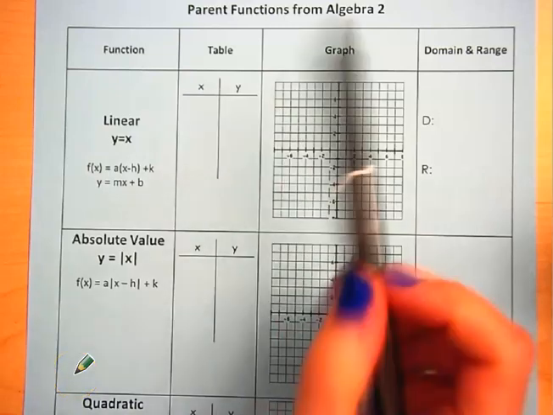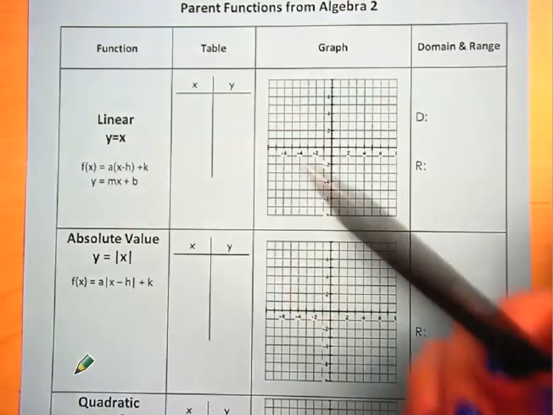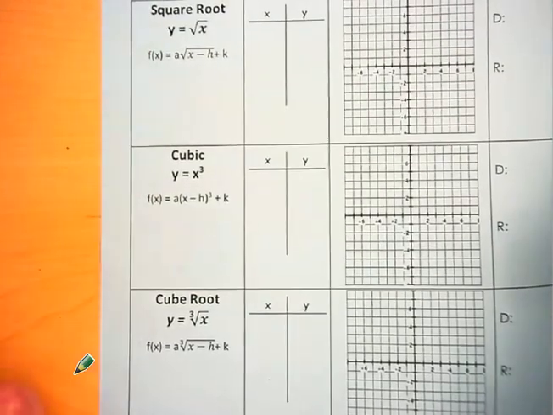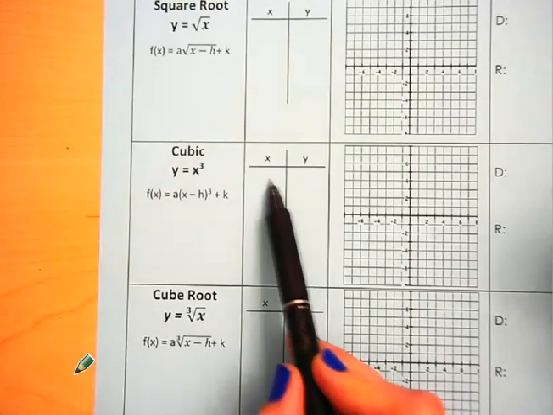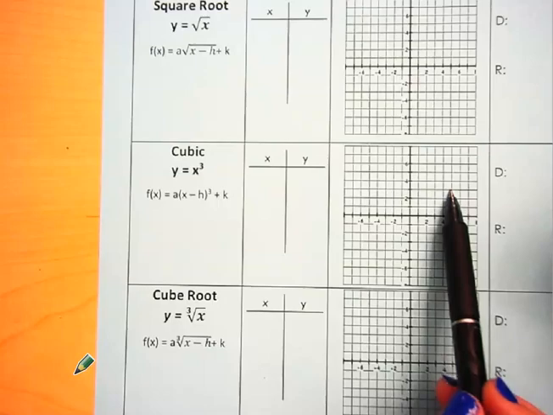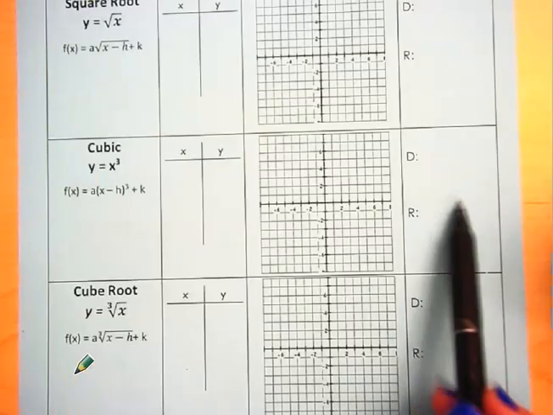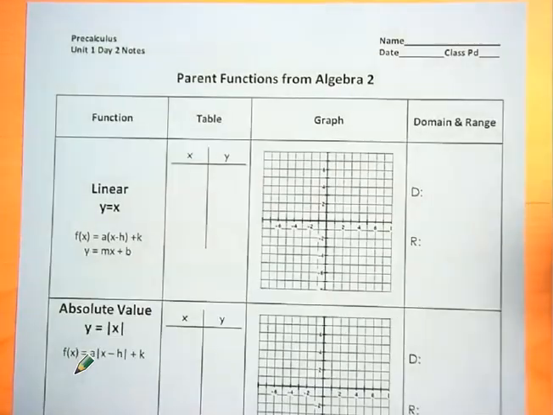This lesson is a review of our parent functions from Algebra 2. And what we have on both sides of this sheet is basic functions that we are going to make an XY table for. We're going to sketch the basic graph, and we're going to identify the domain and range. And this is going to be a reference sheet for you when we do future lessons with transformations of functions, piecewise functions, and things like that.